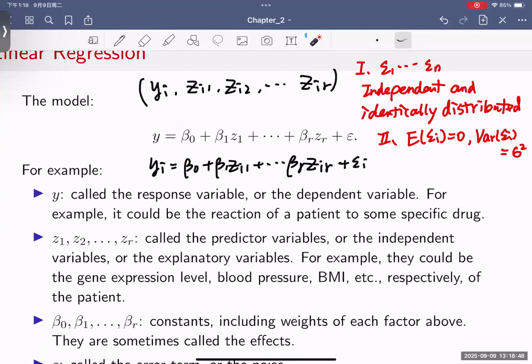Commonly, in some earlier statements, people would rewrite this part so that epsilon i becomes a normal random variable. But actually, this kind of assumption is not necessary; expectation and variance are enough. Sometimes you would use this to replace this assumption. And the third assumption is like that.